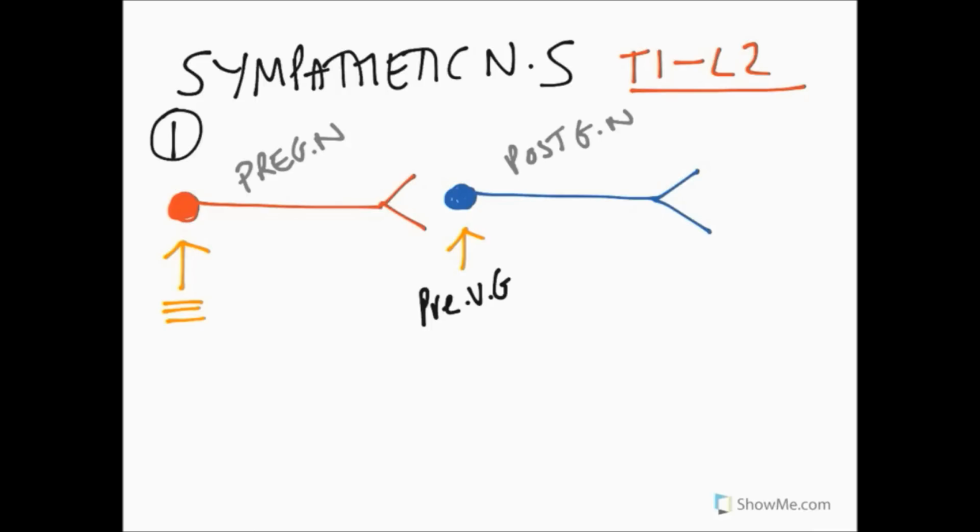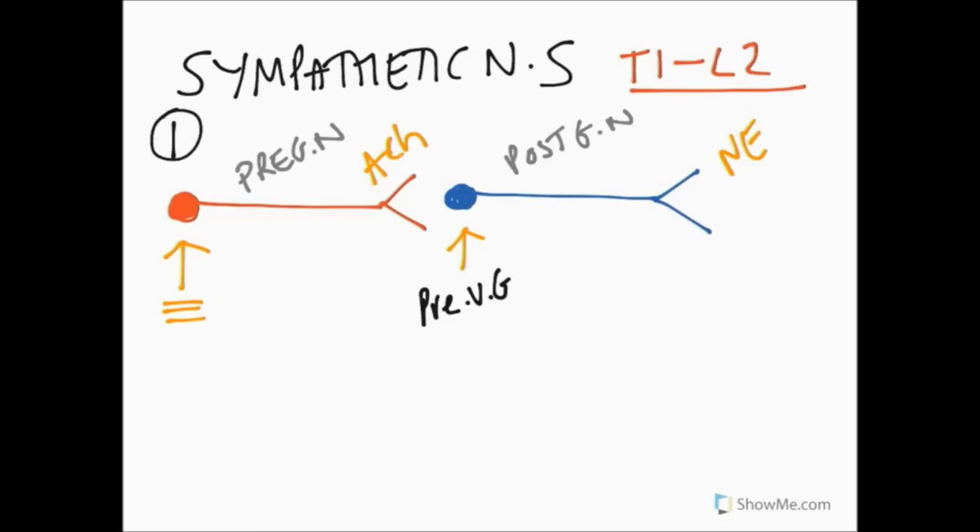So we've got a preganglionic neuron and a postganglionic neuron. The preganglionic neuron communicates with the postganglionic neuron using the neurotransmitter acetylcholine, so put ACh in there, and the postganglionic neuron has an impact on its effector organ using the neurotransmitter norepinephrine. So this is the first way in which the sympathetic nervous system can have an impact on the body.